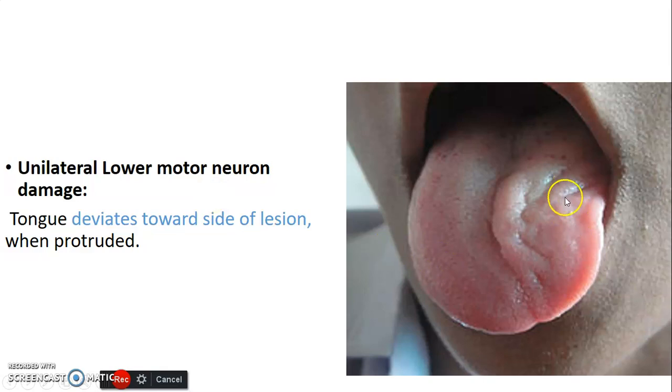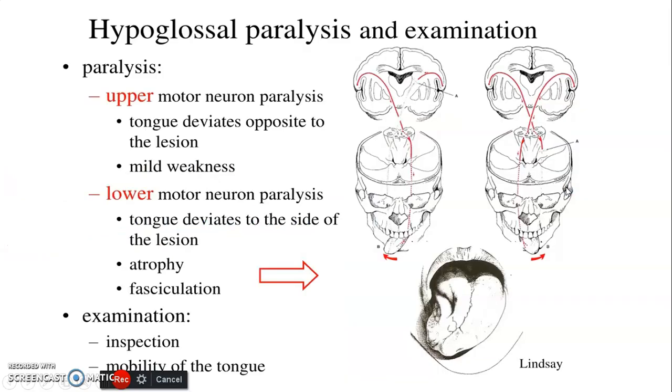Okay, so like this side, there's a problem. This is normal. So you can see it has deviated to the side of lesion. When you ask the patient to protrude the tongue, you see the tongue is deviating towards the side of lesion. This part, there is atrophy. So in lower motor neuron. So hypoglossal paralysis and examination.